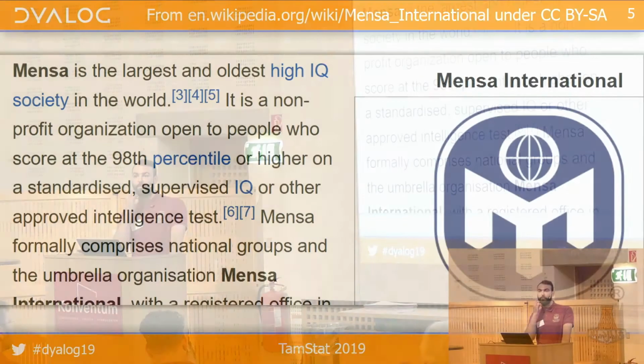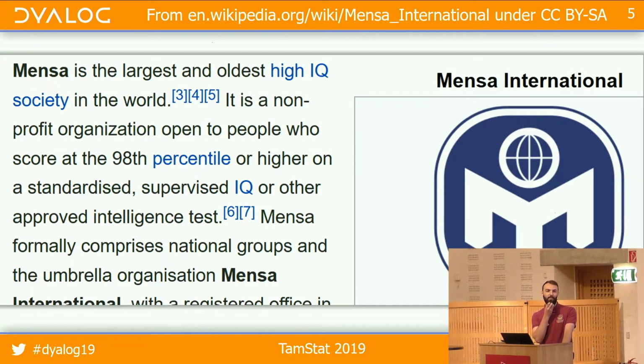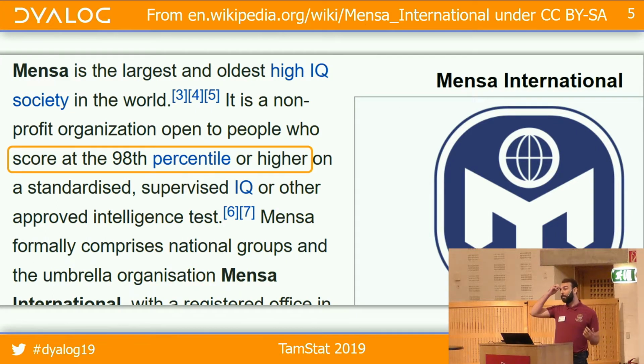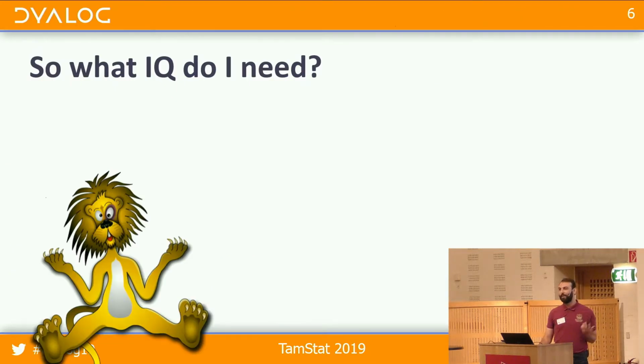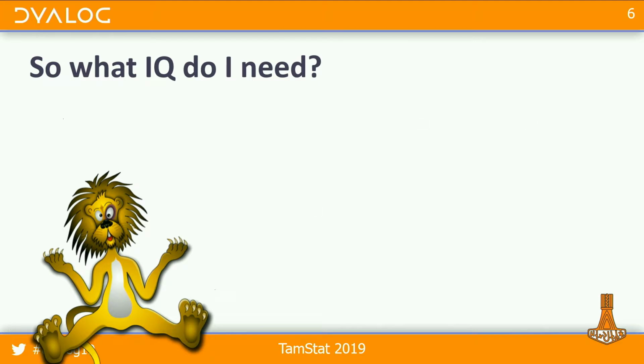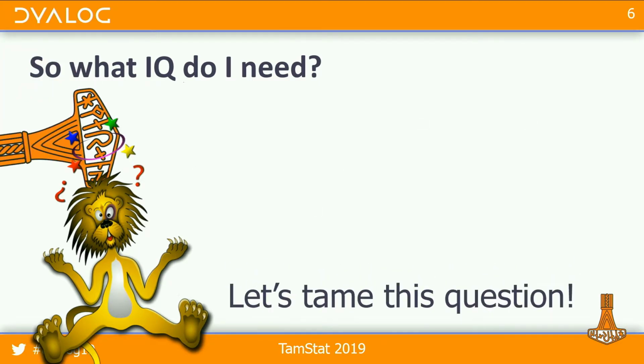So many of you will probably have heard of Mensa, which is the High IQ Society. They have a published criterion for being a Mensa member, and that is that you take a standardized IQ test and you get a score that puts you at or above the 98th percentile. When you take an IQ test, you're going to get a score back, but you're not going to get a pass or fail for Mensa, right? You need to go and find their criterion: I need a score that puts me at the top 98th percentile. So then the question becomes, what IQ do I need? Well, let's tame the question using TamStat.